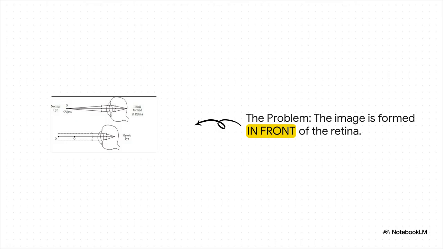Now, this is so interesting. Look at what's actually happening inside the eye. The eye's lens is just too powerful, you know? It's bending the light rays too much. So the image of a distant object is forming in front of the retina instead of right on it. That's what's causing the blur.